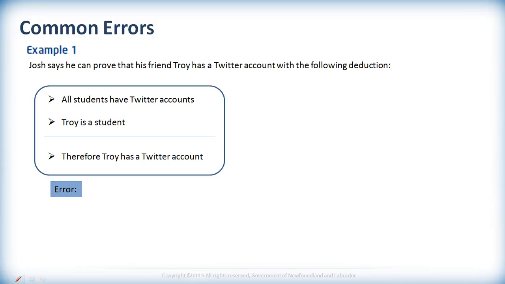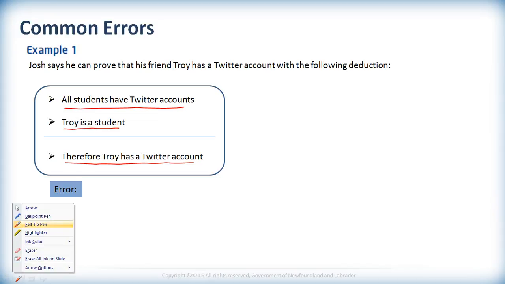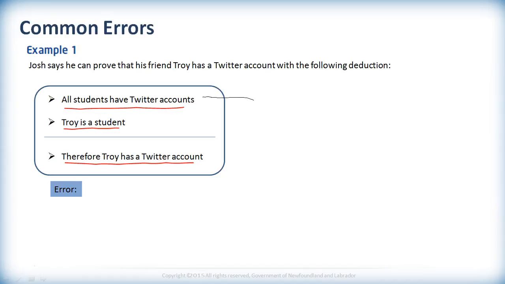Okay, question number one. Josh says he can prove that his friend Troy has a Twitter account with the following deduction. Okay, a little bit of verbal deduction here. All students have Twitter accounts. Troy is a student. Therefore, Troy has a Twitter account. What's the flaw? I bet I can see it. Right here. Do you think it's true that all students, now there's no qualification on that, all students, every student in the whole wide world, has a Twitter account? No, that's not true. And this is what we call an incorrect or an invalid assumption.